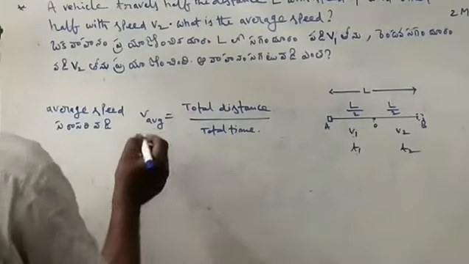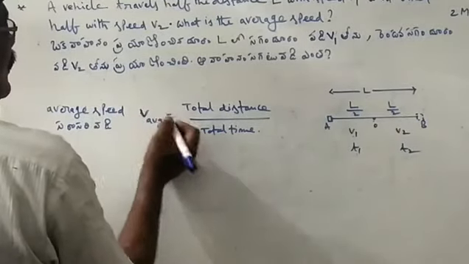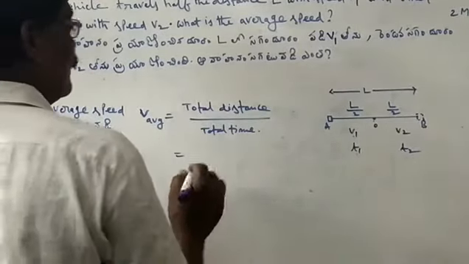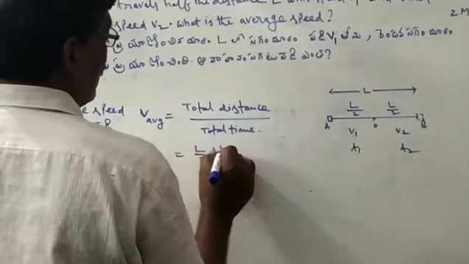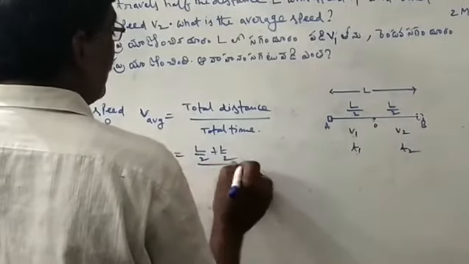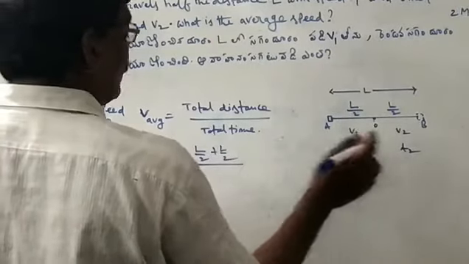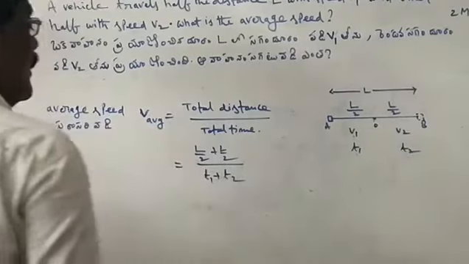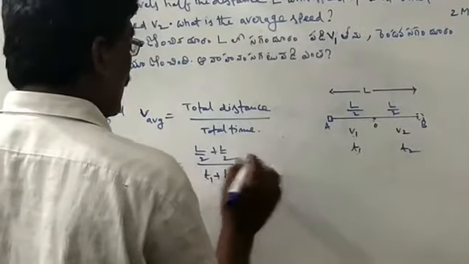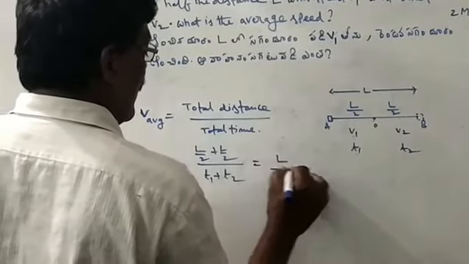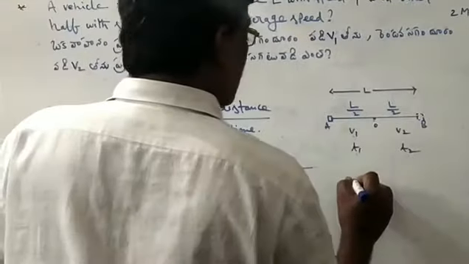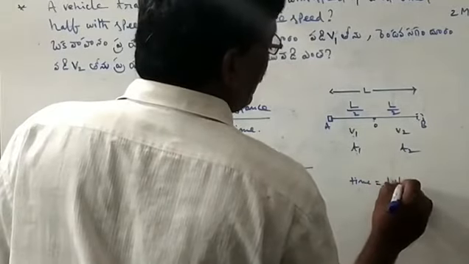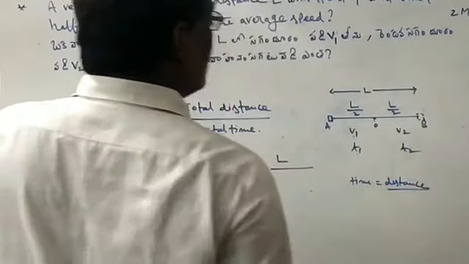Average speed is equal to the formula V average is equal to total distance by total time. Total distance is equal to L by 2 plus L by 2, divided by total time t1 plus t2. That equals L by 2 plus L by 2 over t1 plus t2. Time is equal to distance by velocity.